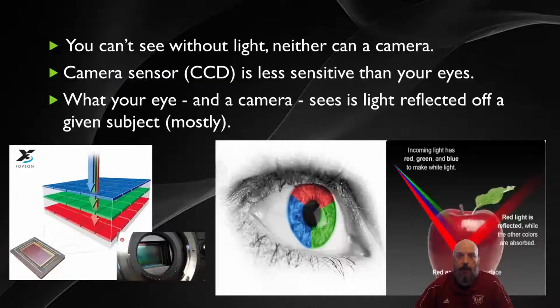And so for a camera, it works pretty much the same way. Now, we can't see without light, and neither can a camera. With our eye, with a human, we have an eye that accepts the light and focuses it into the back. For a camera, they have something similar. They have what's called a charge-coupled device, which is a chip that has multiple sensors.